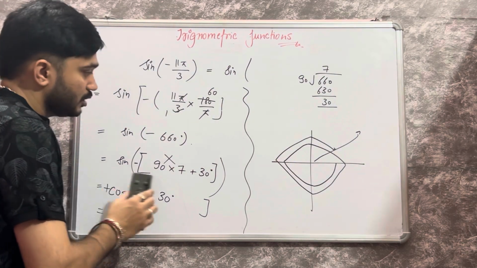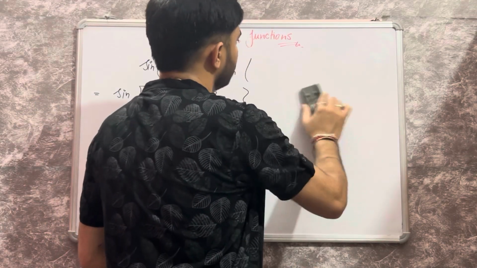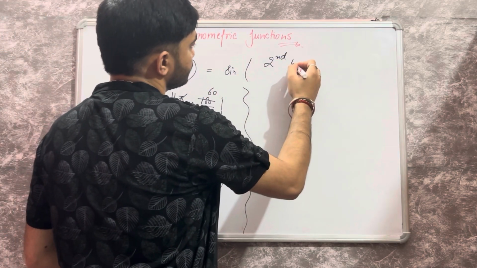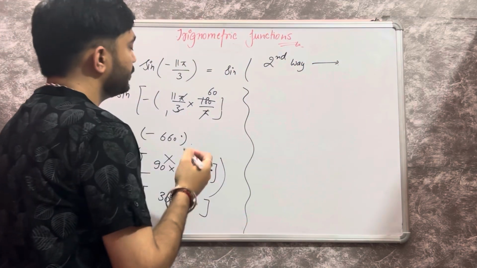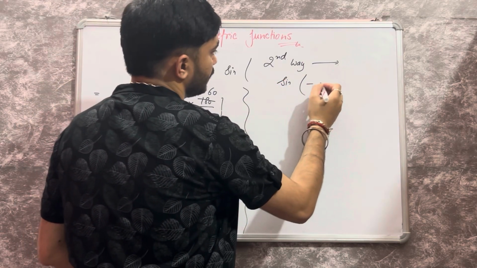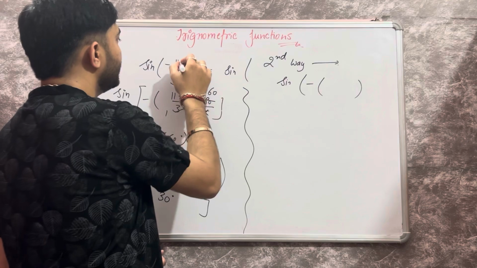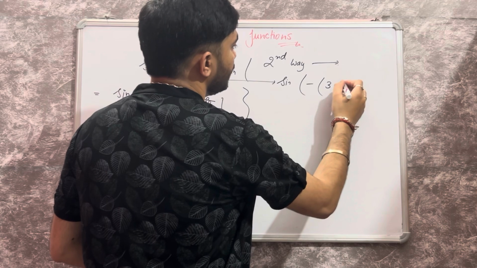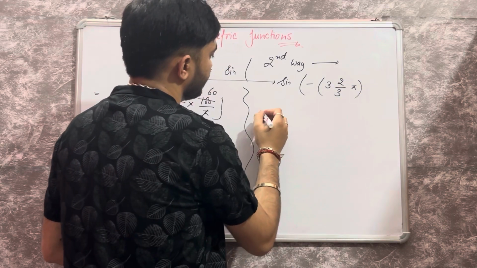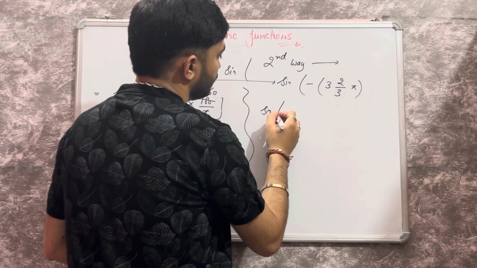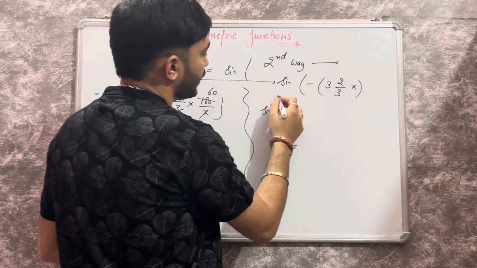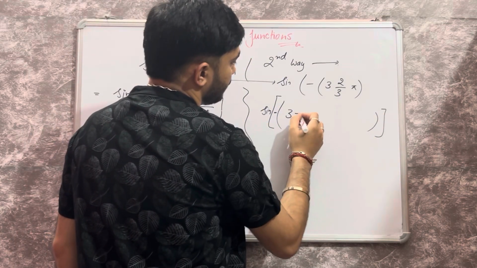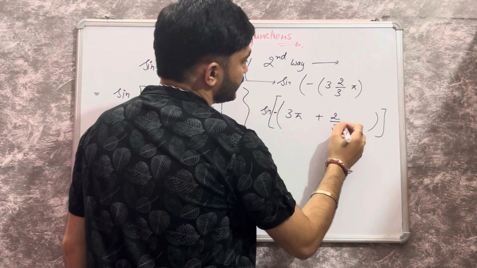Similarly, we are going to solve this question by the second way. What does the second way represent? Sine, leave the minus as it is, and convert this 11 by 3 into a mixed fraction. What will it give us? 3 threes are 9, so 11 pi by 3. Sine, the negative in front of the bracket, so you do not get confused. 3 pi plus 2 by 3 pi.